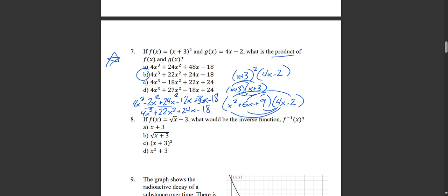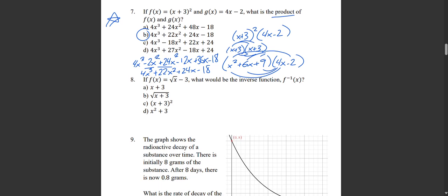Okay. Number 8, if f of x equals root x minus 3, what would be its inverse function? So we have a tool for inverse functions. Our first thing is to rewrite f of x as y. So y equals root x minus 3. Then we switch x and y. And then we solve for y. So in this case, I would add 3 to both sides. So x plus 3 equals root y. And then the opposite of square root is the square. So in this case, y would be equal to (x plus 3) squared, which would be the matching letter.